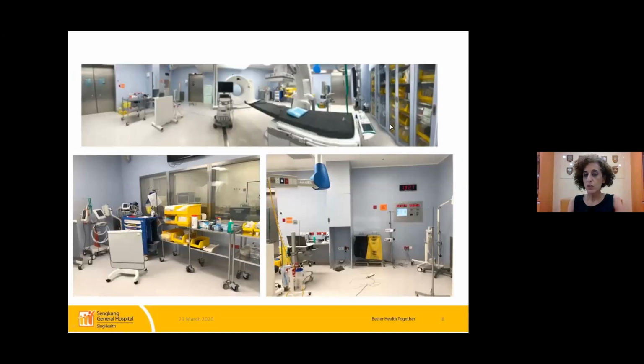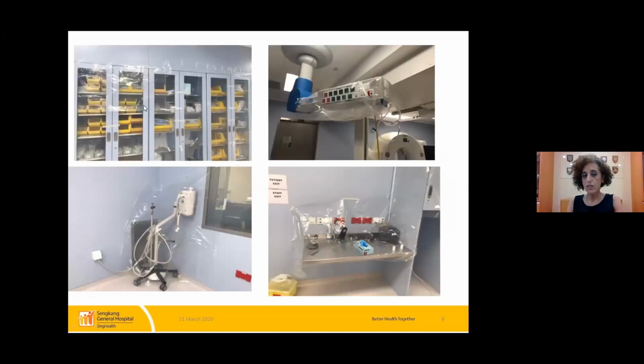This is what an IR suite looks like. You have a lot of equipment which is really not required. You have the defibrillators, all of these trolleys and the shielding. All this needs to be moved out. The cupboards which have already got equipment in are closed, and we put in tapes so that we know which ones have been opened.